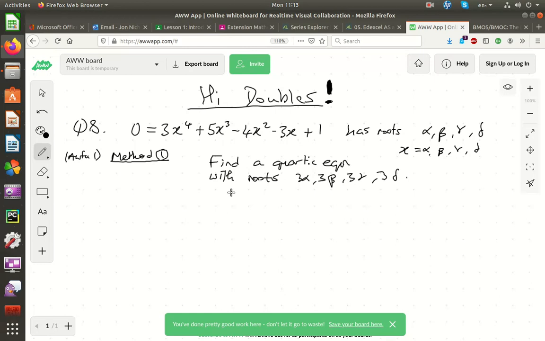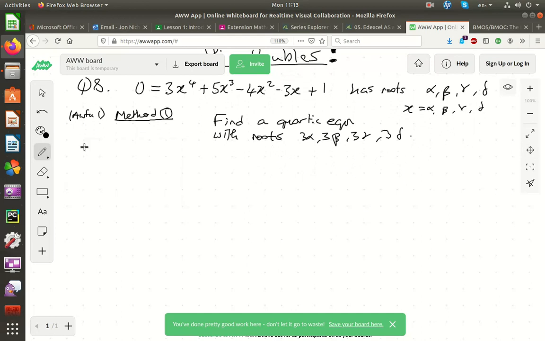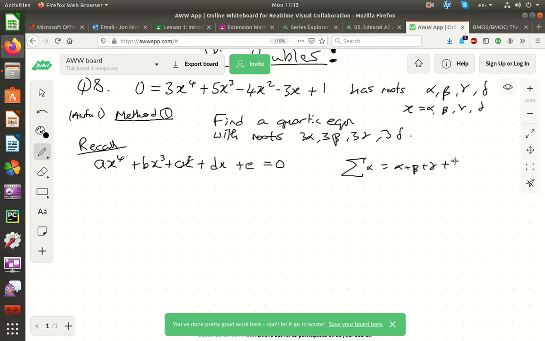Okay, now to do this, I'm going to have to remind you about some of the ideas in this chapter. So for any quartic, which is of the form ax to the 4 plus bx cubed plus cx squared plus dx plus e equals 0, then we have the sum of the roots, which we denote as sum of alpha, which is just alpha plus beta plus gamma plus delta. That's just going to be minus b over a every time.